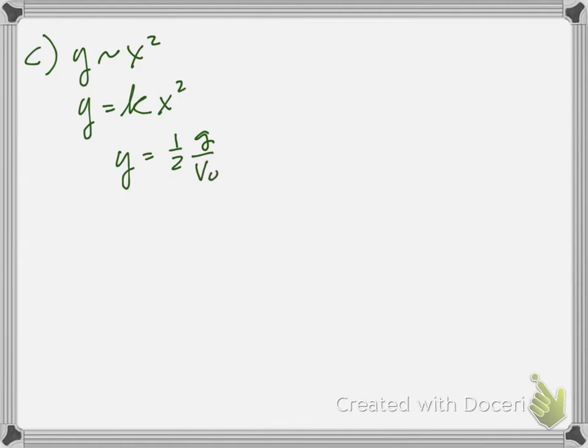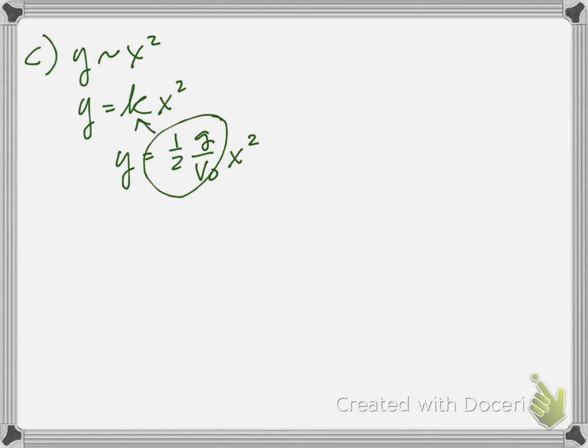So in part C, we're actually given some data, some x data and some y data. And we want to use the teacher's data to determine whether the claim is true that y is proportional to x squared, right? That means y is equal to some constant times x squared. So what are we going to graph? Well, the formula that we've sort of figured out here, 1/2 g over v naught squared times x squared, means that this would be our constant of proportionality, right?